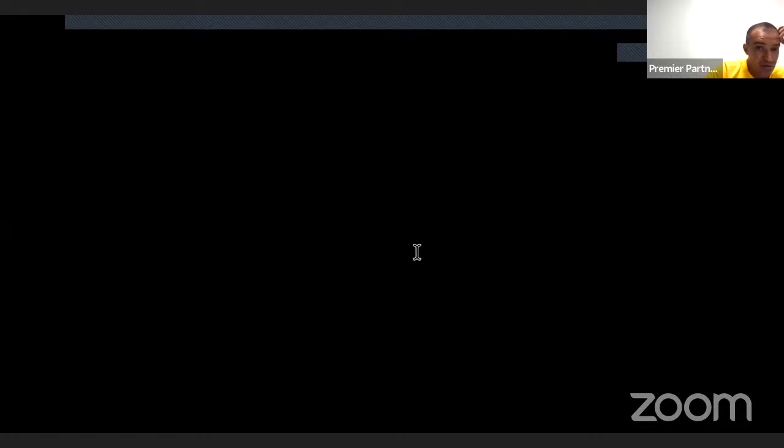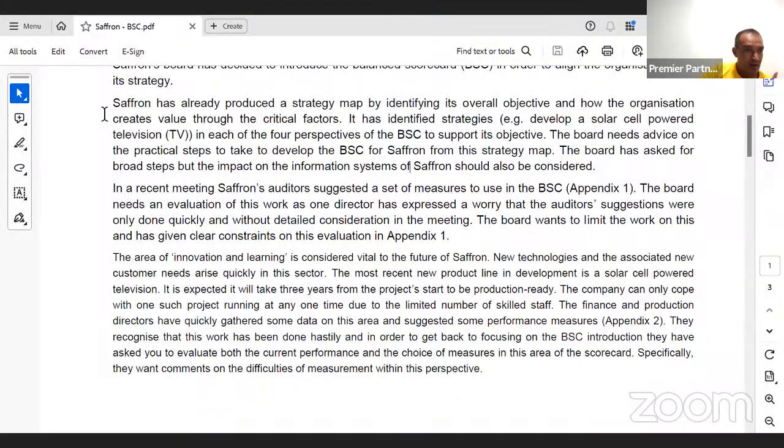Now listen to me very carefully. Now this is how you should not be very specific on matters. Further, Saffron has already produced a what? What have they produced? Strategy map. What is strategy map?